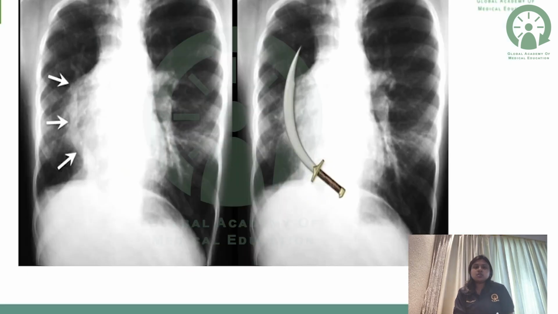Next image. So can you see this sword over here? This is nothing but the sword sign. Appreciate this diagram. Hopefully, in this image you can see the sword, and here the sword is not there. So you have to understand.